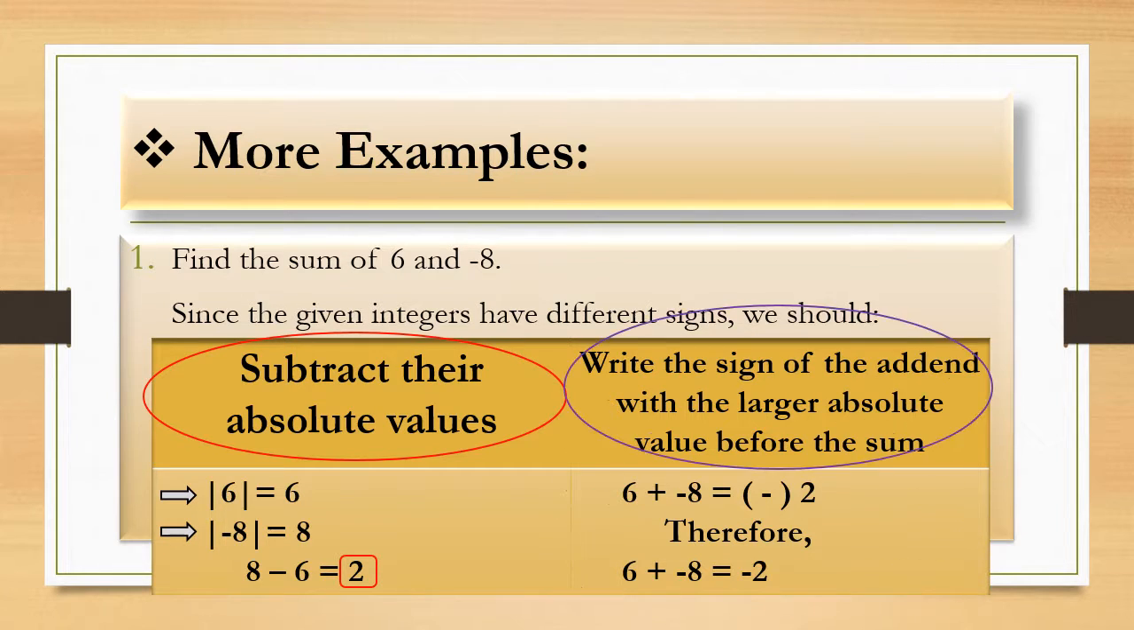Then, let's write the sign of the addend with the larger absolute value before the sum. Since negative 8 has the greater absolute value, the sum must be negative. Therefore, 6 plus negative 8 is equal to negative 2.